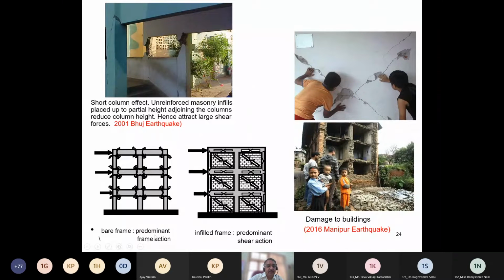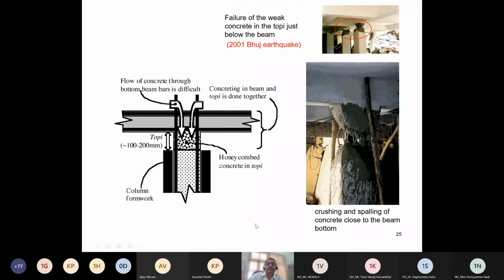Then this shows a bare frame. In the case of a bare frame, predominantly frame action. However, infilled frames predominantly show shear action. So when subjected to quake-induced forces, alternate compression and tension along the diagonals results in this kind of cracks. And when they exceed the capacity, we can expect the walls to fall down, as you can see here. This is from the 2016 Manipur earthquake. Then this photograph is from the Bhuj earthquake.